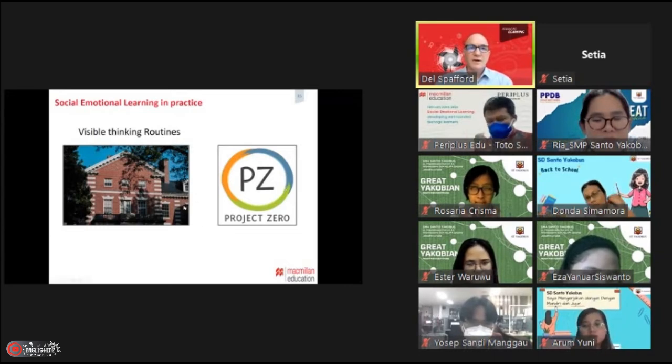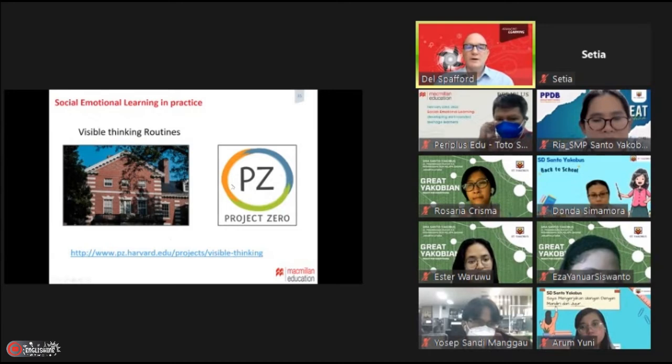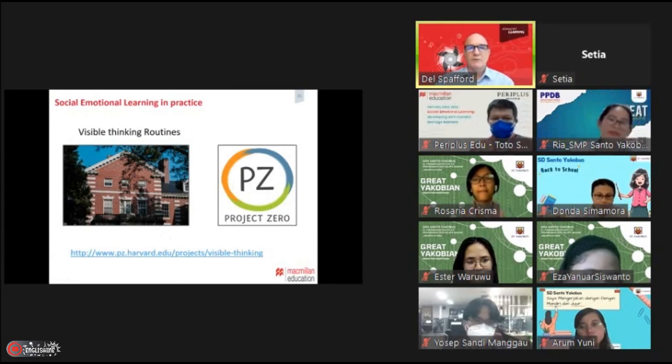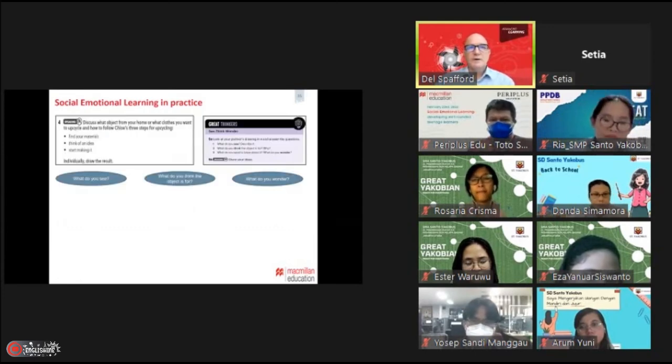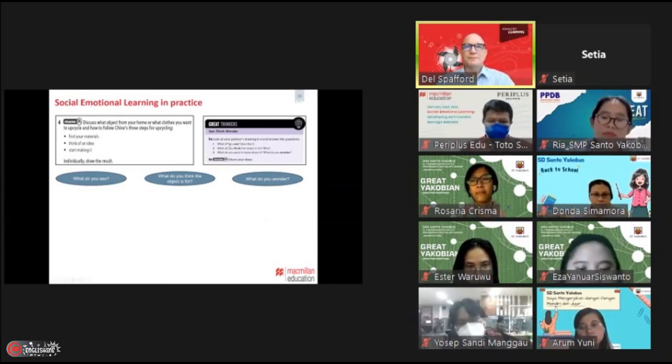This place here is Harvard University. Project Zero is the initiative that was developed at Harvard to develop these thinking routines. Last week, we looked at the thinking routine of claim, support, and question. And today we're going to look at the thinking routine of see, think, and wonder. All right, it's a very, very simple thinking routine.